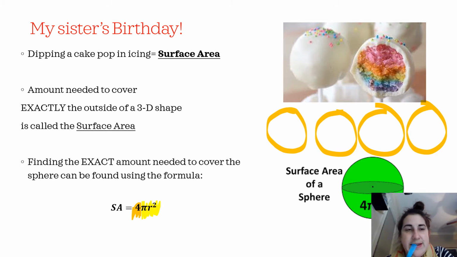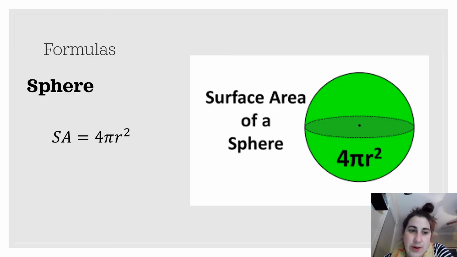There is a video linked in the PowerPoint that you can watch later that explains why it works that way. It's quite long, about 18 minutes, and it's optional. You don't have to watch it. It's just some information that was interesting about why things work the way they work. So again, the formula for a sphere is 4 pi r squared. Let's do some examples.